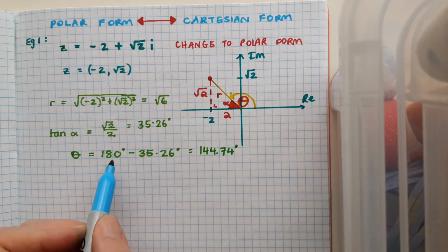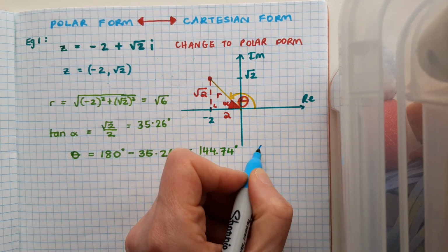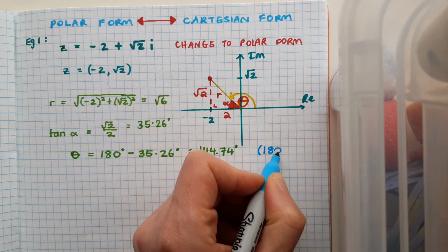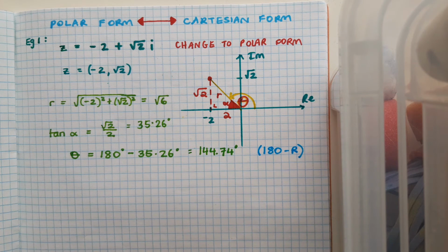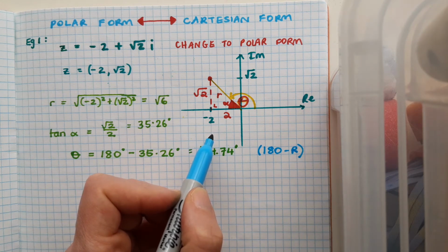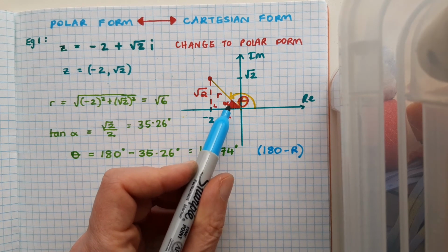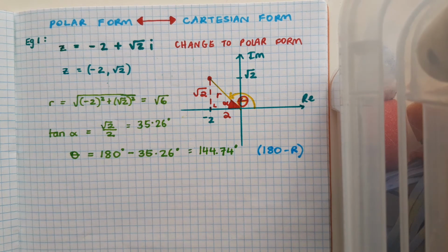Notice the similarity here with the rule that we saw in trigonometry, where when you're calculating an angle in the second quadrant, it's 180 minus the reference angle. So those rules will still apply. If we have a complex number in the third quadrant, we'll be using 180 plus our alpha angle. If we have a complex number in the fourth quadrant, we'll be using 360 minus alpha, the angle in our triangle.